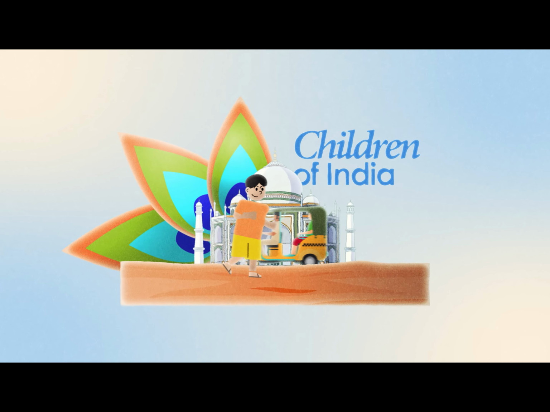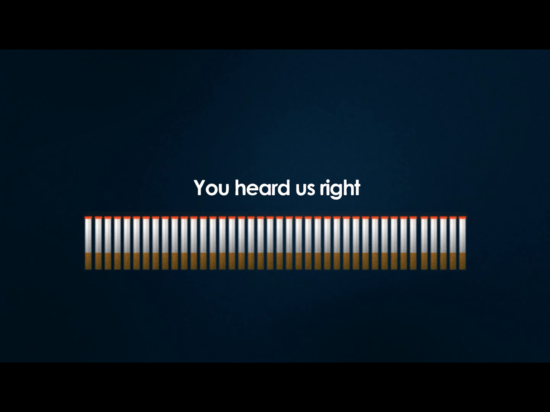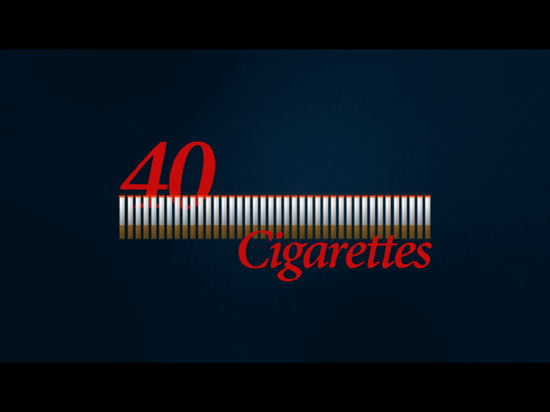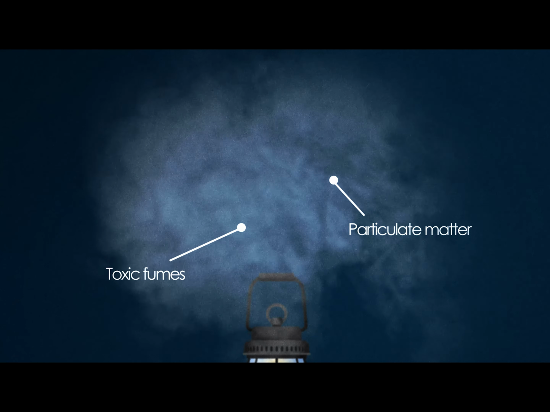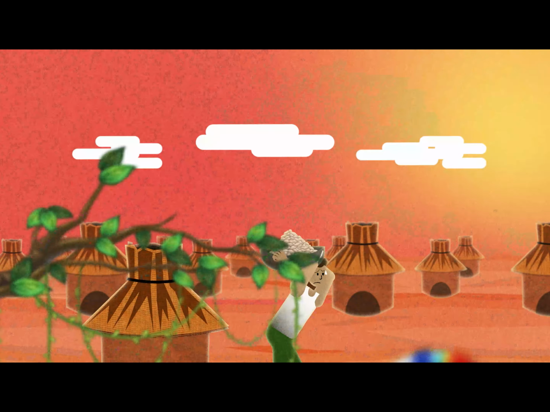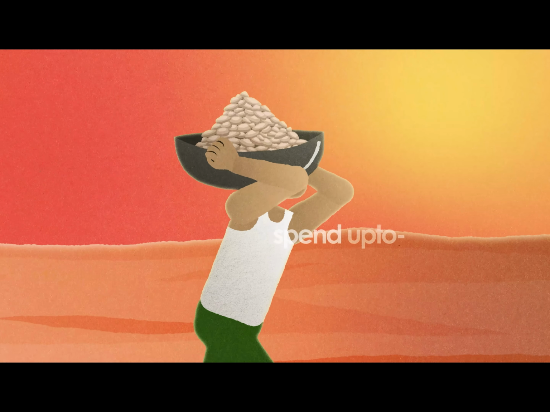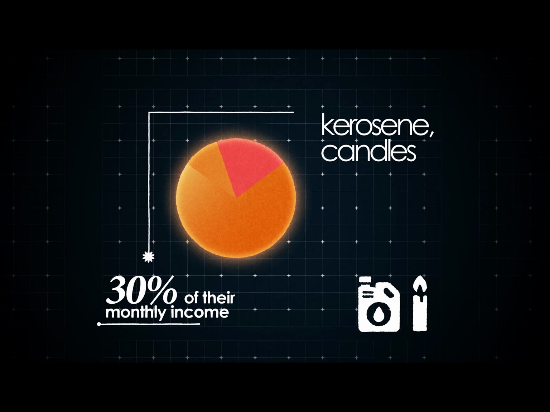Children of India are smoking 40 cigarettes a day. You heard us right, 40 cigarettes. That is the amount of toxic fumes and particulate matter kerosene lamps emit. And it doesn't just take a physical toll on them, but a financial one too. People from poor backgrounds spend up to 30% of their monthly income on kerosene, candles, and phone charging due to frequent outages. It's basically a tax just for them to exist.